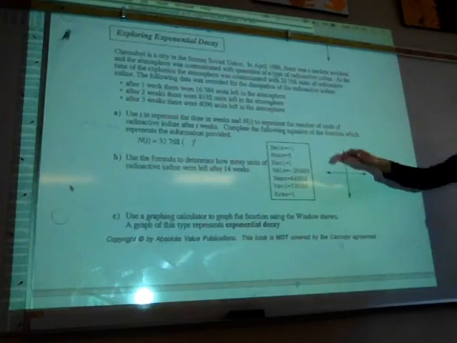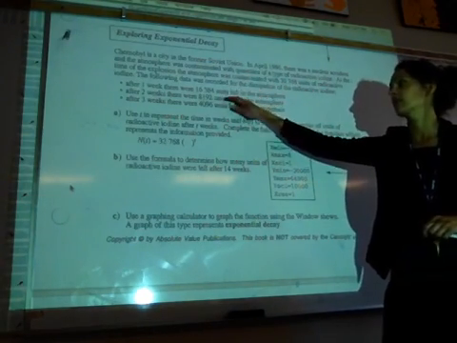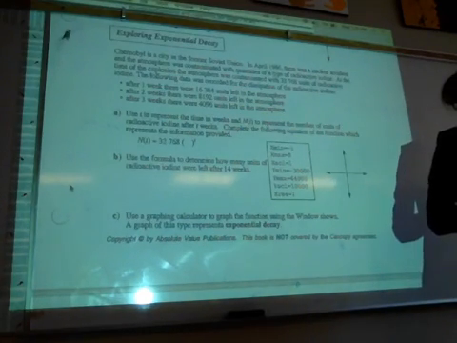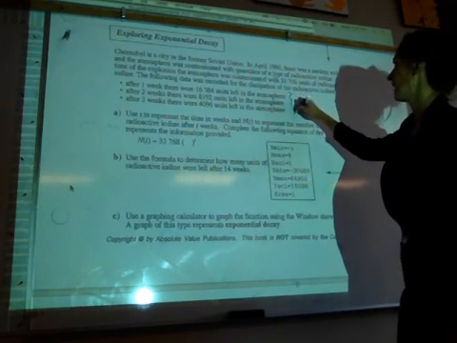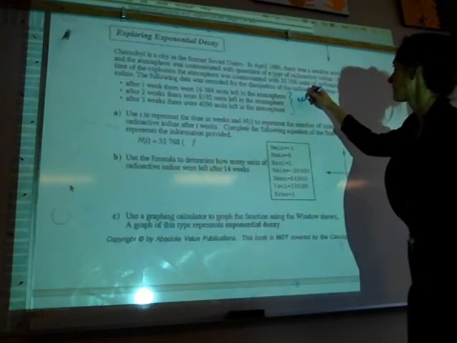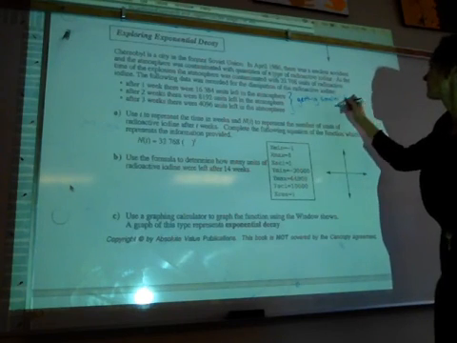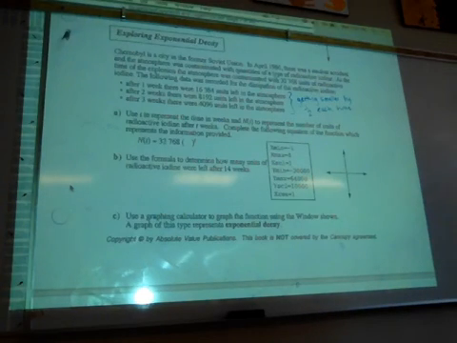Okay, so we started with 32,768. After a week we had this amount, after another week we had this amount, after another week we had this amount. What's happening to the amounts? Halving. Good, they're basically multiplied by half each time. So they're getting smaller by half. We could also say it's 2 times smaller each time.